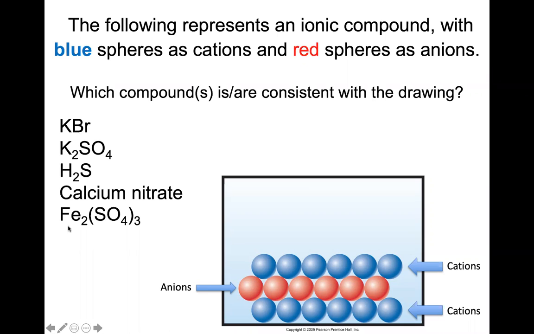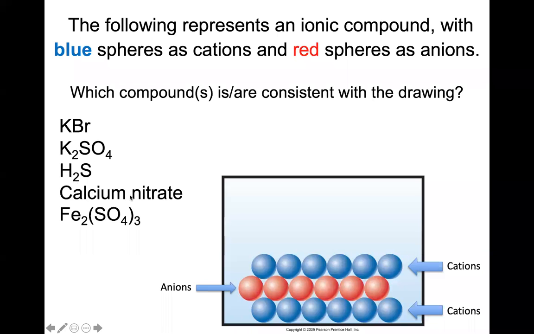If I jump to the bottom one, this is iron(III) sulfate. How about that one? Well, that would be an ionic compound. But if I look at the subscripts, I would need two cations for every three anions. If I look at what it's trying to describe here, that doesn't appear to be the case. I think that that is an ionic compound, but it's not having the correct ratio for the features. That's leaving me three choices remaining.